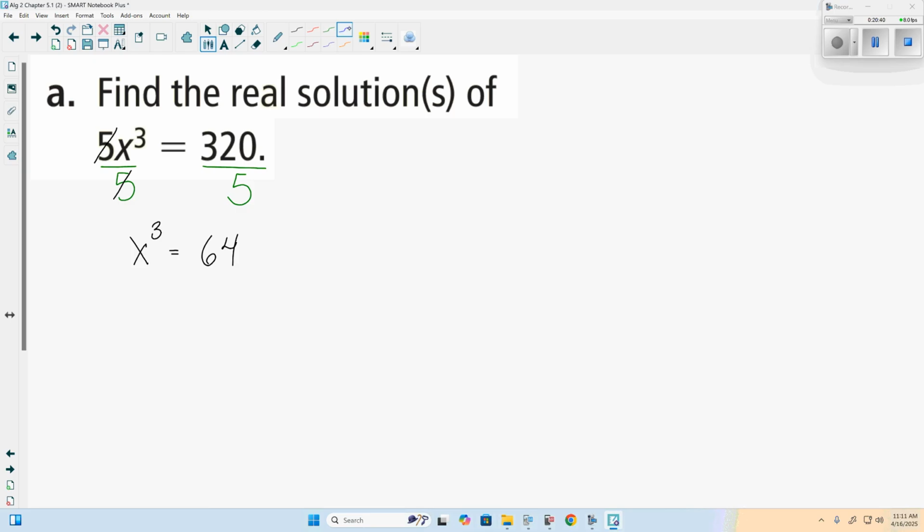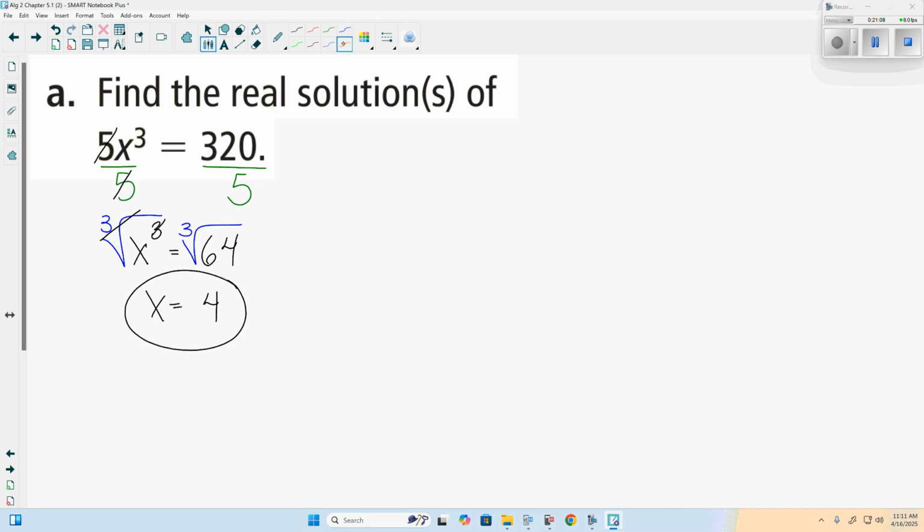Now that we've got that term to a power by itself, we can take the nth root of both sides. And the nth root in this case is going to be 3. Because the cube root of x to the third, those will cancel, giving us x. The cube root of 64 is 4. Now because we took an odd root, we don't put the plus or minus. There's only one real root, and for us here it is 4.